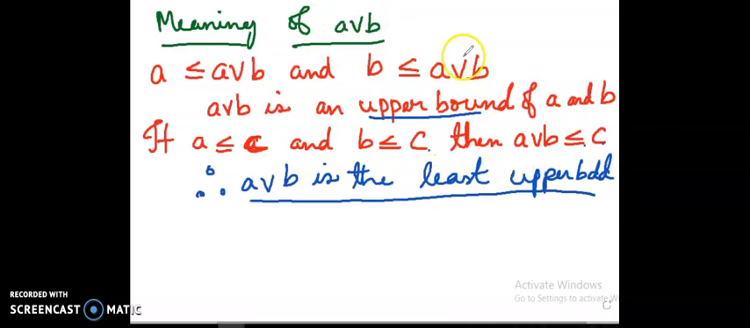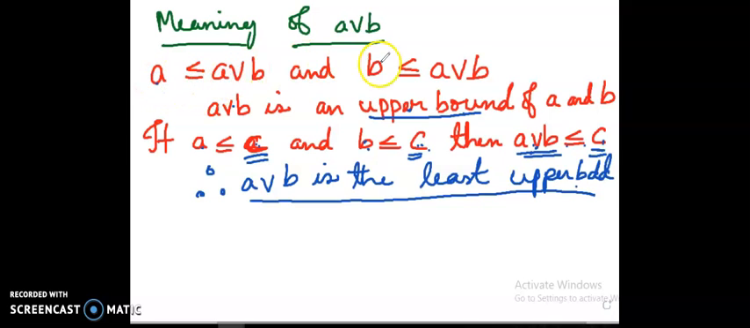So the meaning of A OR B is that A OR B is an upper bound, and also the least upper bound. Here, C is an upper bound because C is greater than A and C is greater than B. So C is an upper bound of A and B, and A OR B is also an upper bound, but A OR B is less than or equal to C. A OR B is lesser, therefore A OR B is called the least upper bound. You should learn this, because in problems while proving theorems, we need this.